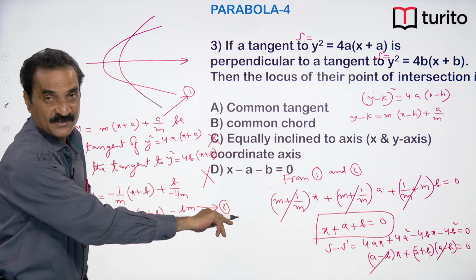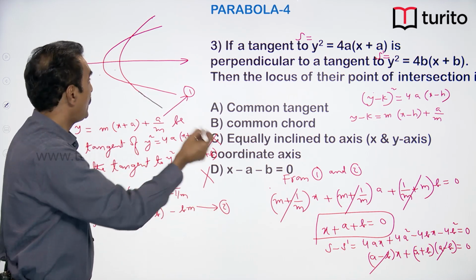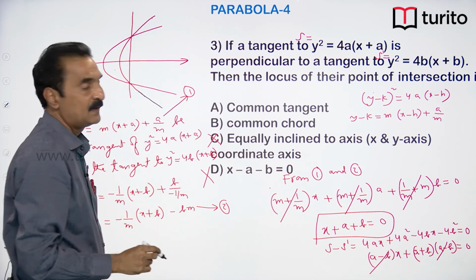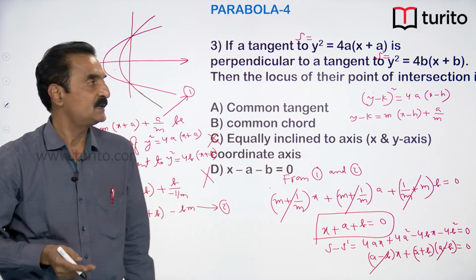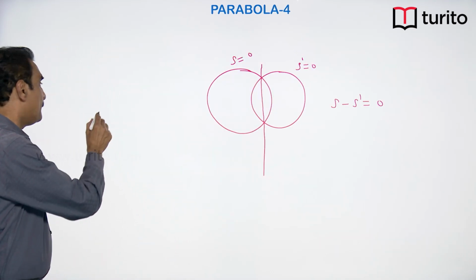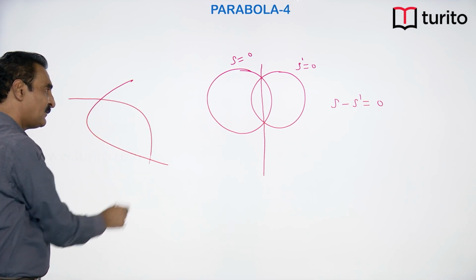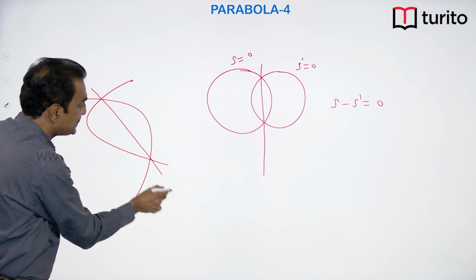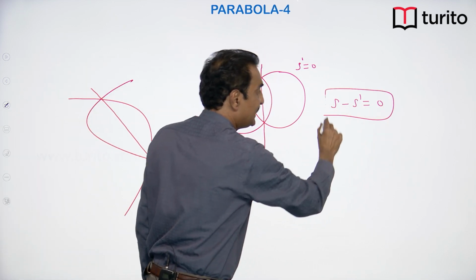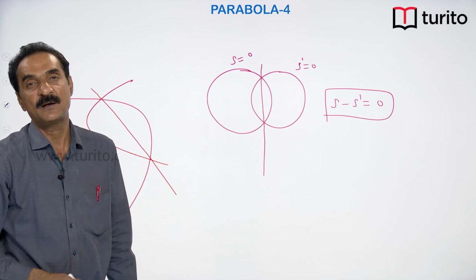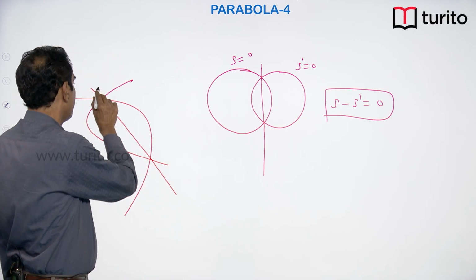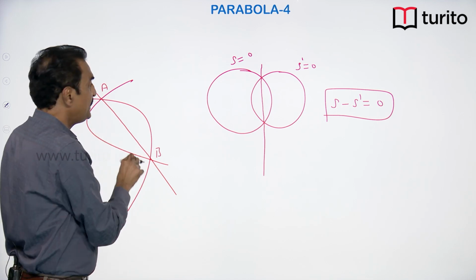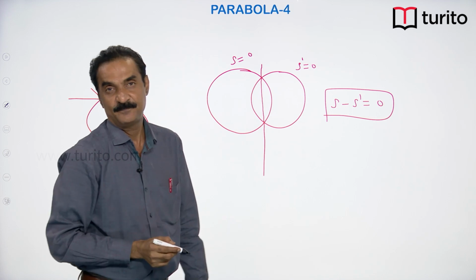S minus S dash is equal to 0 is a straight line. What is that straight line? It is the common chord of the two curves. Not only in this case, in general, whenever there are two curves given, whatever be the curves, if the equation S minus S dash is equal to 0 is a straight line, then definitely it is the common chord of the two curves, because the points of intersection A and B satisfy both the equations separately.